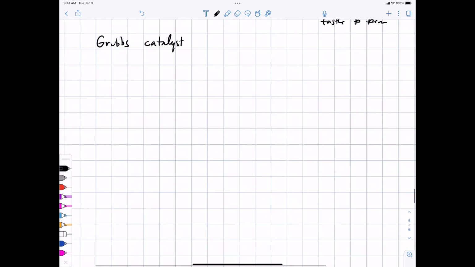There are multiple generations. This is one of them. As with the Heck reaction, the thing you put in the reaction mixture is sort of a pre-catalyst. You've got chlorine ligands. You've got a phosphine ligand.